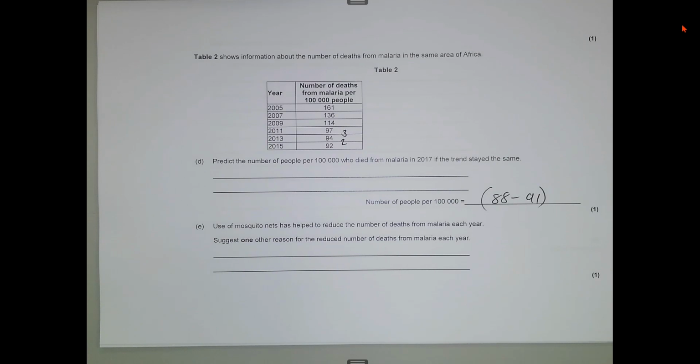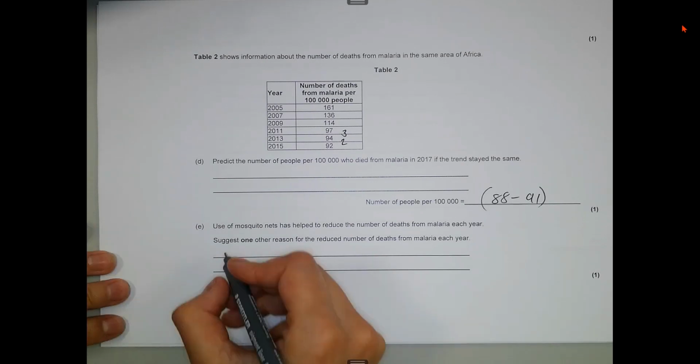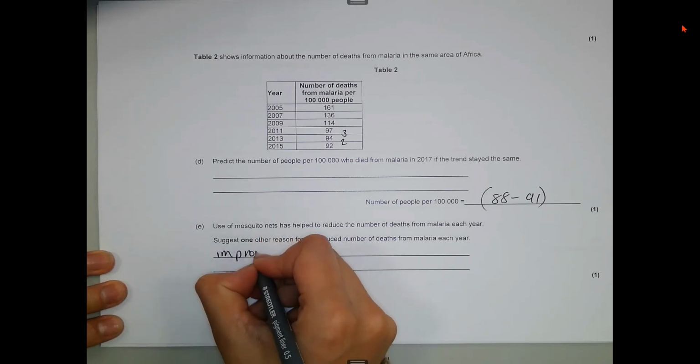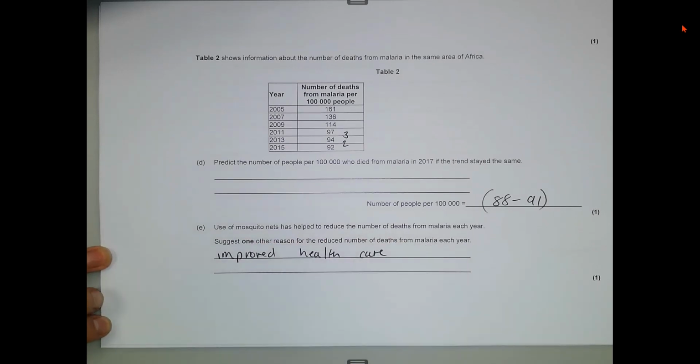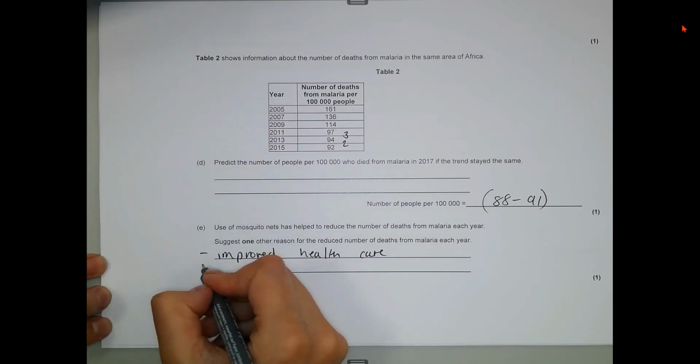Use of mosquito nets has helped to reduce the number of deaths from malaria each year. Suggest one other reason for the reduced number of deaths. So one, mosquito nets would help. But again, we did talk about how malaria isn't something that's just contracted when you're sleeping. Improved healthcare in general in Africa would have a positive impact.